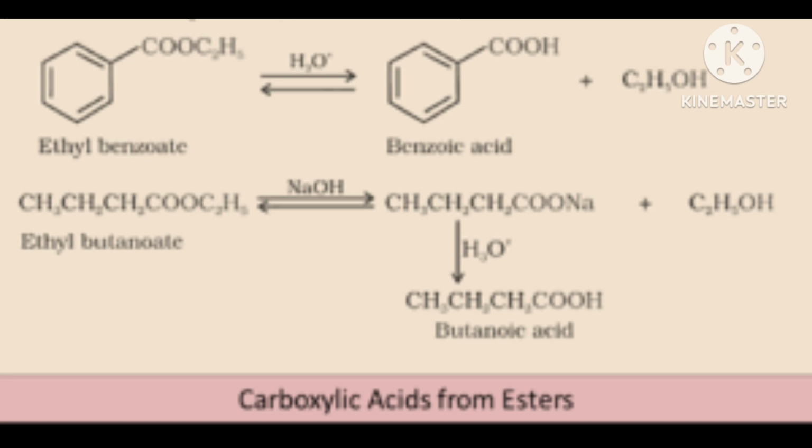Chromium oxide in the presence of H2SO4 is called Jones reagent. The question is asked. It is because it is an oxidizing agent, chromium oxide. Here we have butan-1-ol. Total 4 carbons are there, correct? And an OH group is attached, straight chain.